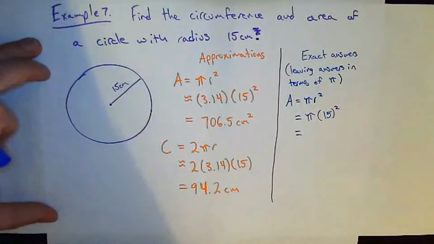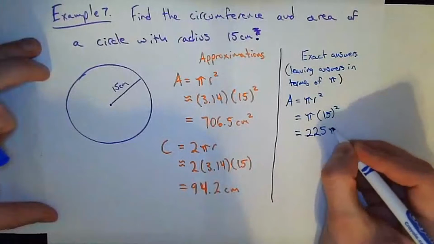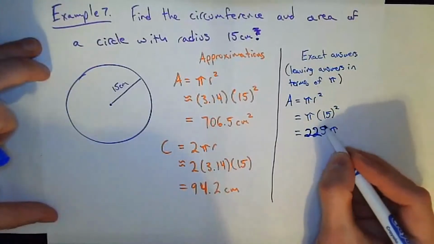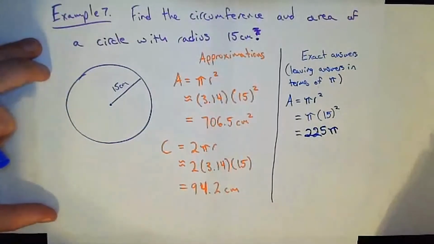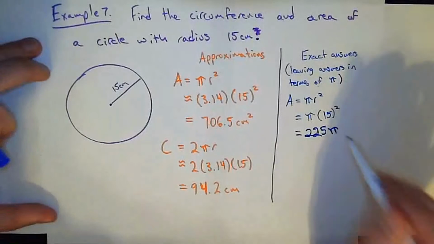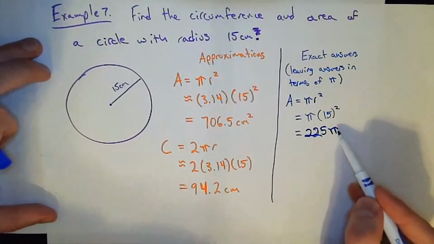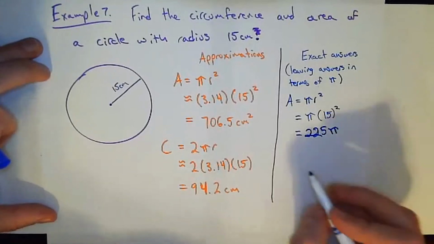And 15 squared is 225. So I would flip that around and write it as 225 pi, leaving my answer in terms of pi there. So that's as far as I go. That's an exact answer, leaving all the little digits stuffed into that little letter pi.